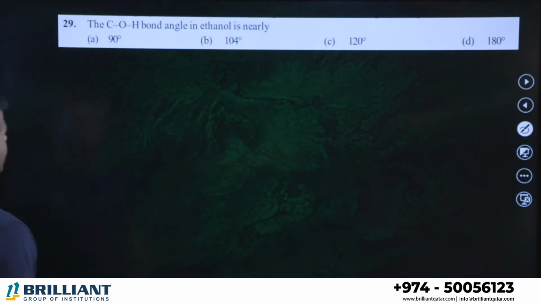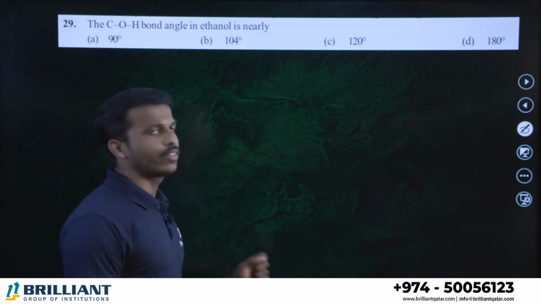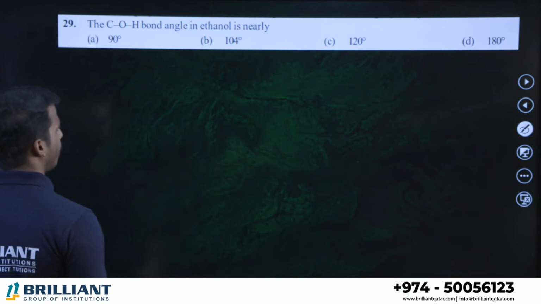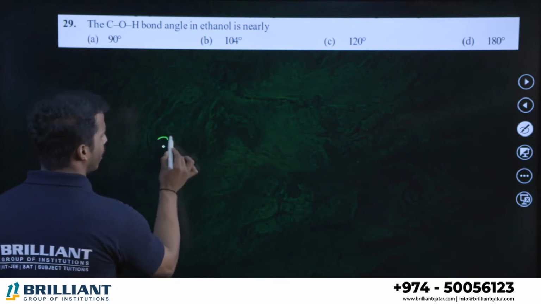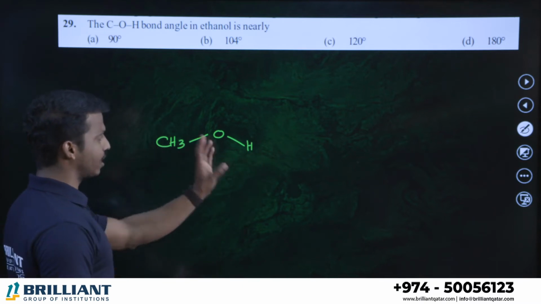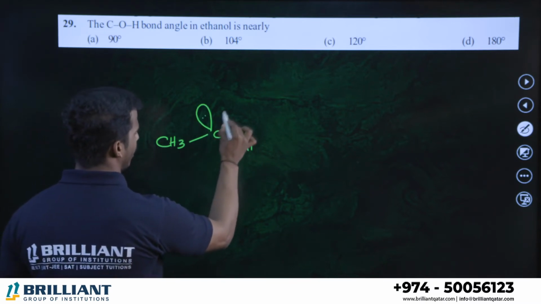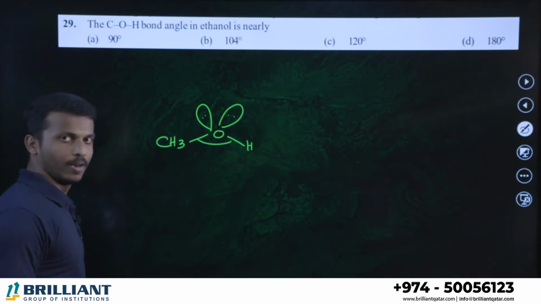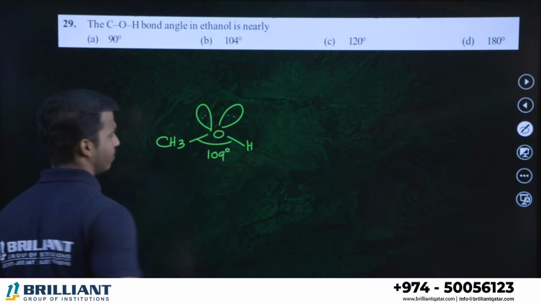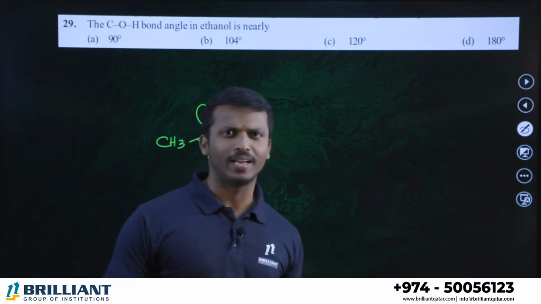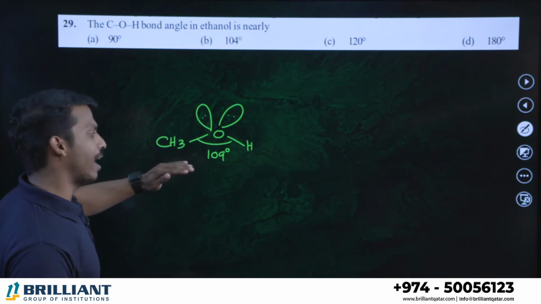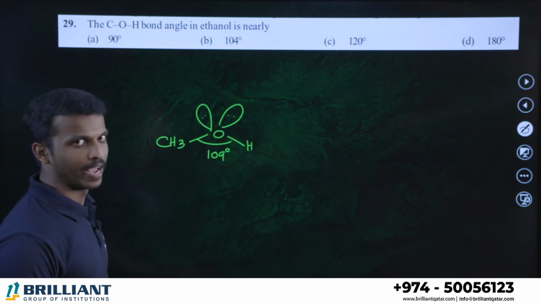Question number 29. The C-O-H bond angle in ethanol is nearly. Chapter Alcohol, Phenol and Ether. In the beginning topic of the alcohol chapter, if you consider an alcohol, for example methanol, CH3OH, oxygen contains two lone pairs. What is the bond angle? You may study it is around 109 degrees. Exactly, it is around 108.9 degrees, almost 109 degrees. So normal aliphatic alcohols have this much bond angle.